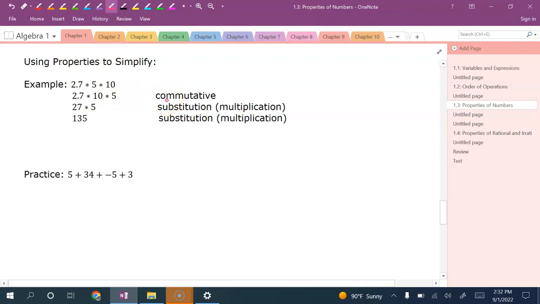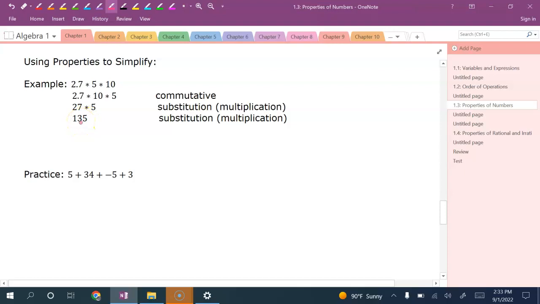And the reason why I did that is because since I have a decimal here, multiplying by a power of 10 is going to make that math easier, because I just need to move this decimal place 1 to the right. And that's how I got that 27. Then I have 27 times 5. I'm just going to multiply those. So that was using substitution, using multiplication. And then when I take that again and I get the 135, you're just using substitution.